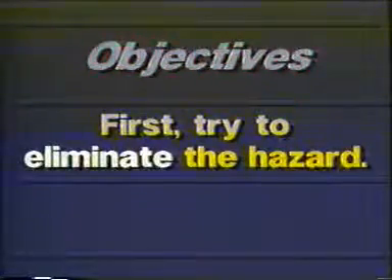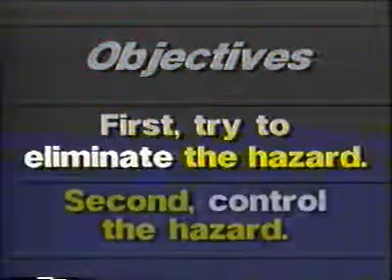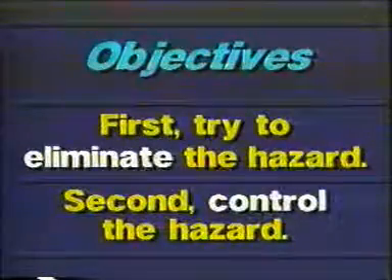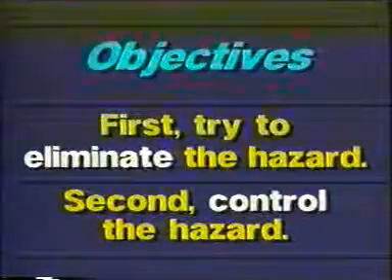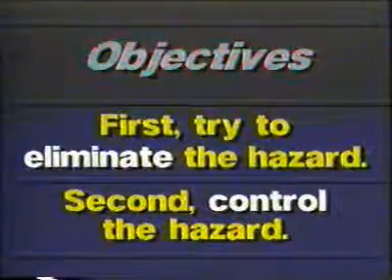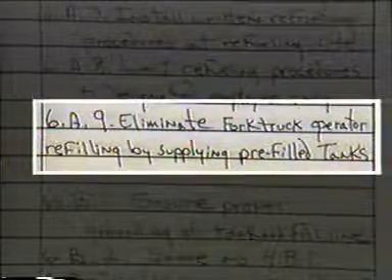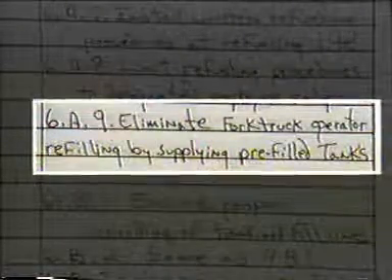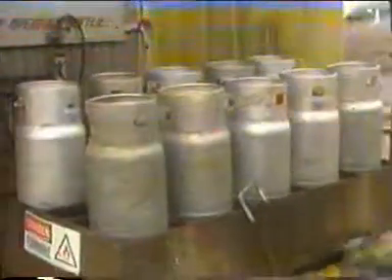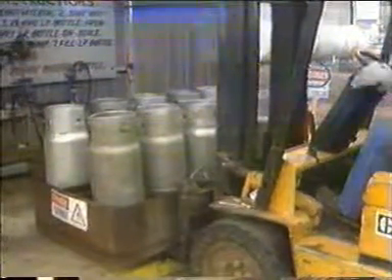Working your possible recommendations through can help you come up with an even better solution. Your first objective should always be to eliminate the hazard whenever you can. If that's not feasible, you should recommend methods for controlling the hazard and minimizing the possibility that it will ever cause harm. The recommendations for step number 6 illustrate both approaches. The object of providing pre-filled tanks is to completely eliminate any possibility that the fork truck operator can be injured while refilling a tank.